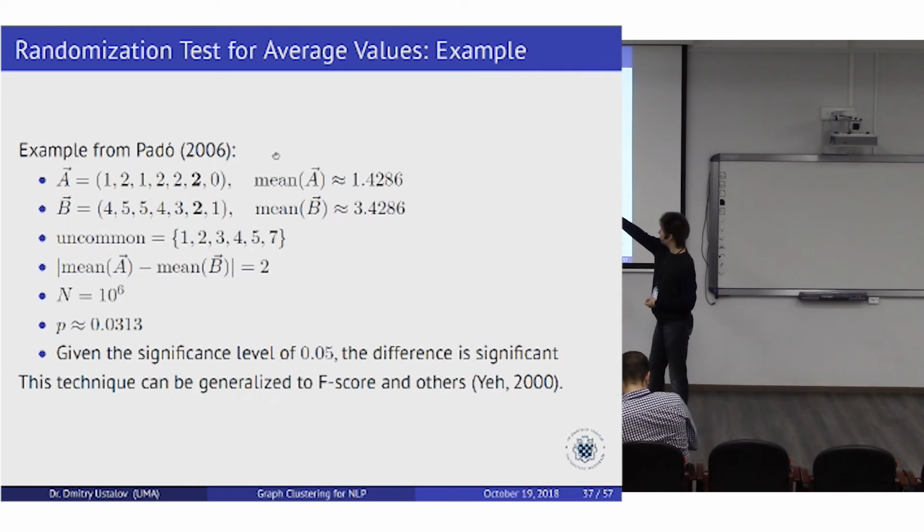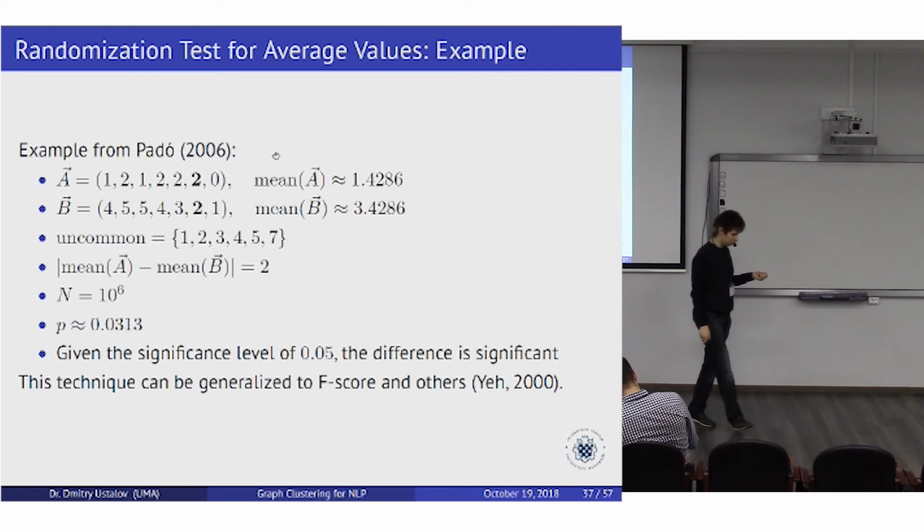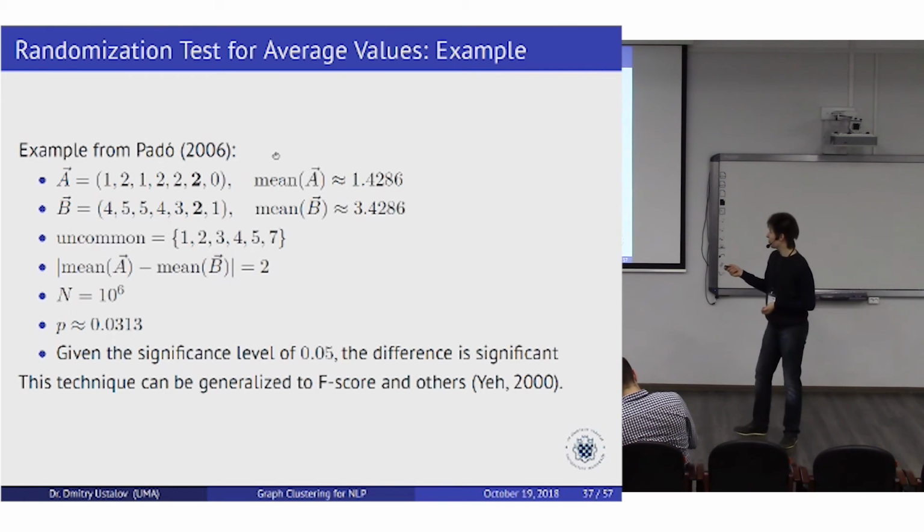Let's have a look at the example. You have two vectors, 7 elements. You have only one common element at this position, so you have uncommon elements. Let's compute the mean values. It's like this, and the difference is 2. If you run 10 to the power of 6 iterations, trials, you'll get this p-value.